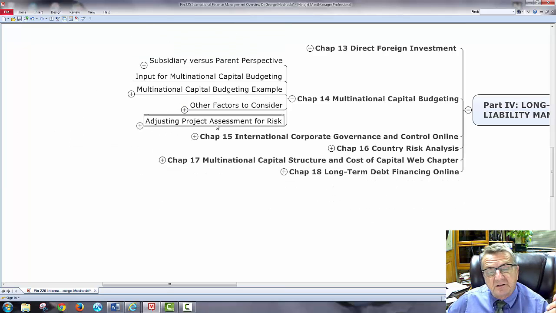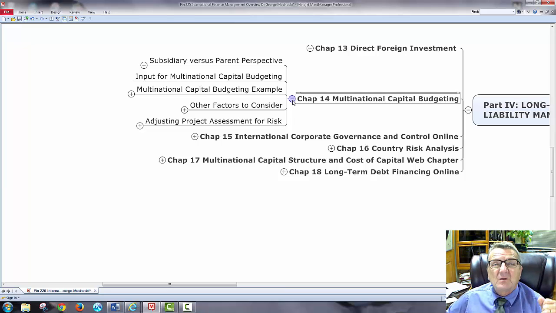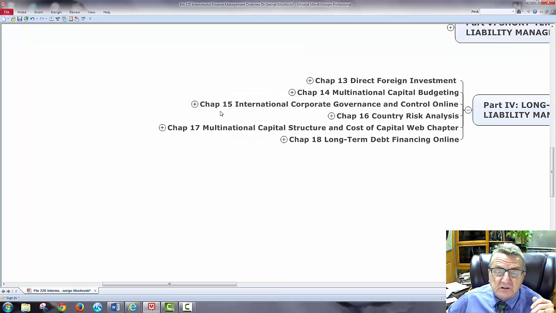Okay. Now adjusting project mix for that. So that's what I'm going to be doing on the budget. Always adjust. I can't get rid of the risk, but how do I minimize it? That's where diversification comes in, even on international.